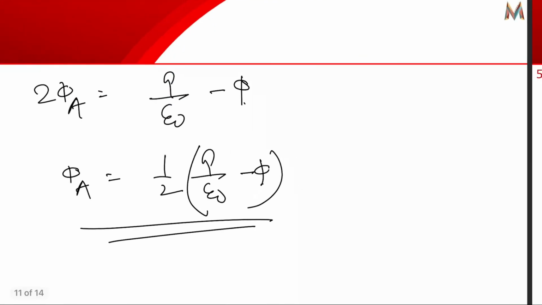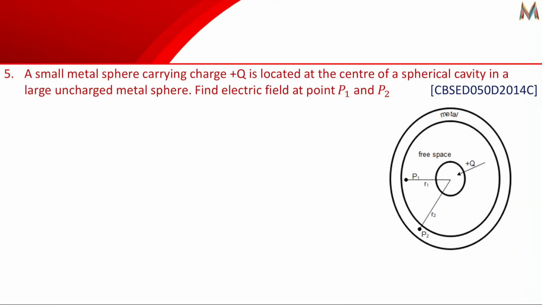Okay, let's come to the fifth question, and this is the last question of this chapter. Then we will move to the next chapter in the next video. Let us read the question. A small metal sphere carrying charge capital Q is located at the center of the spherical cavity in a large uncharged metal sphere. This part is the large uncharged metal sphere, and this is the free space cavity of this metal sphere. We have to find the electric field at points P1 and P2.